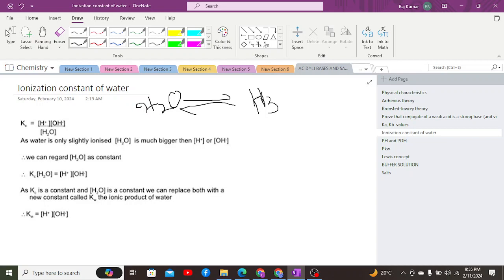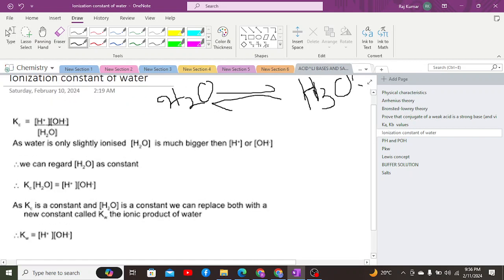As H2O is a neutral solvent, some of the H2O molecules within the solution undergo equilibrium and a bit of dissociation into hydronium ions, or oxonium ions, and OH ions. Now, when you write it in terms of Kc, its Kc value will be in terms of H3O.